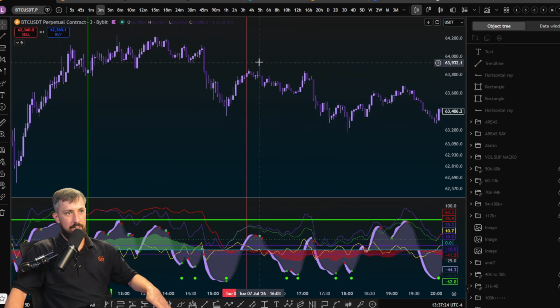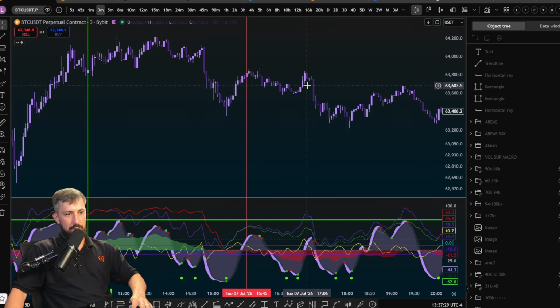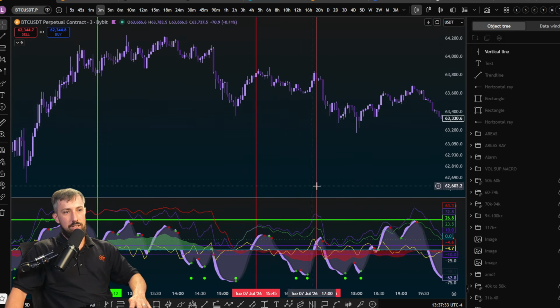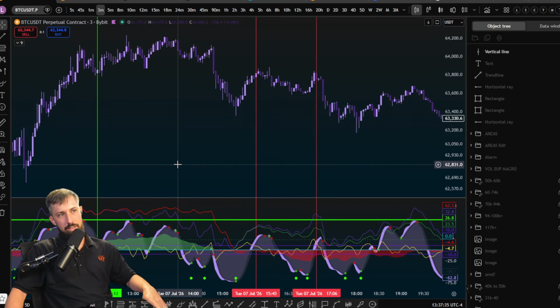Perfect Market Cipher execution. Trigger wave down, down we go. Same within here. Perfect dump. VWAP front runs the red dot and down you go. Okay, so it's very effective on every single time frame.